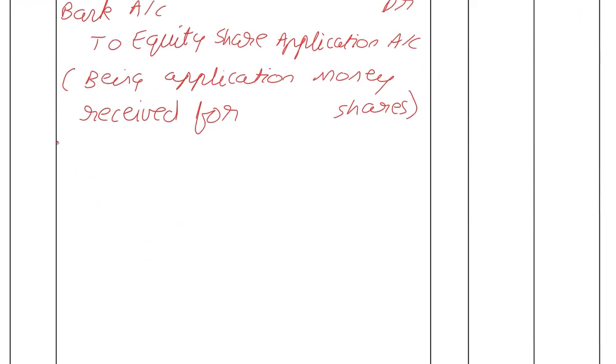I'm just putting in the second standard journal entry now, once and for all. The equity share application, which we credited upstairs, we are now going to debit it.